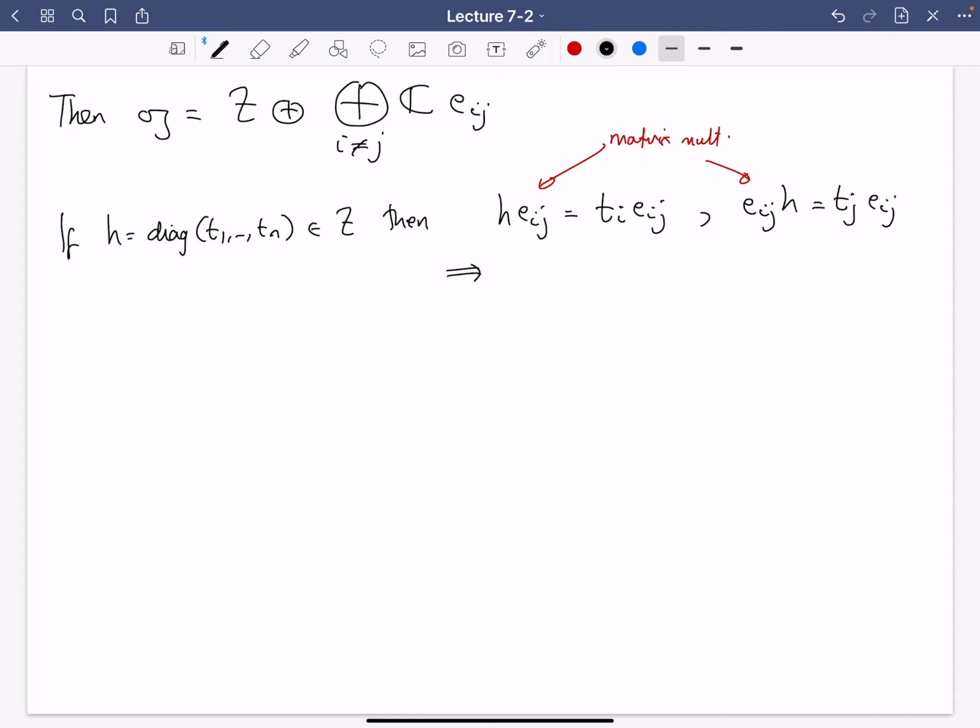And that implies that the bracket of H with E_ij is (t_i minus t_j) E_ij, but it's better to write that as (epsilon_i minus epsilon_j)(H) E_ij. That's just the scalar t_ij written in a fancy way. So this calculation shows several things. Well, first of all, it shows that the 0 weight space of G is T.